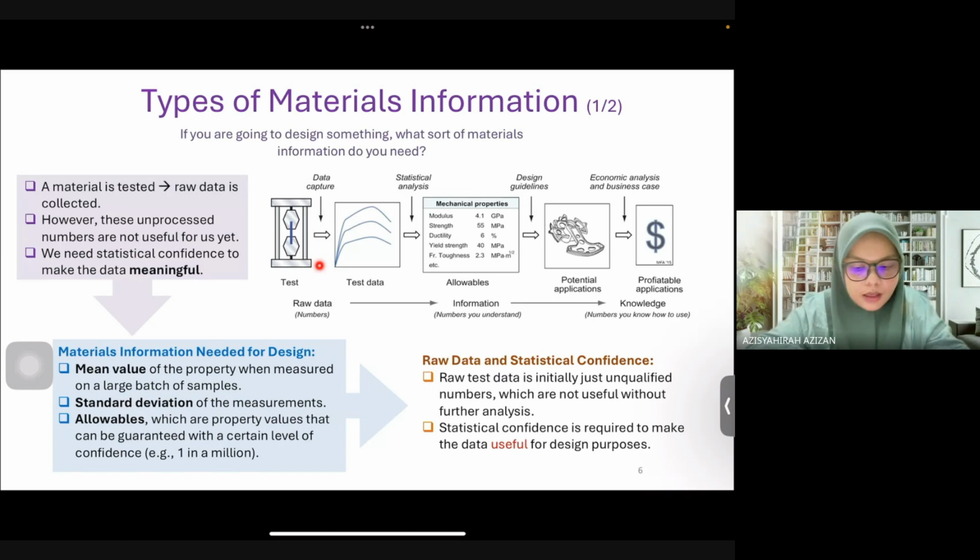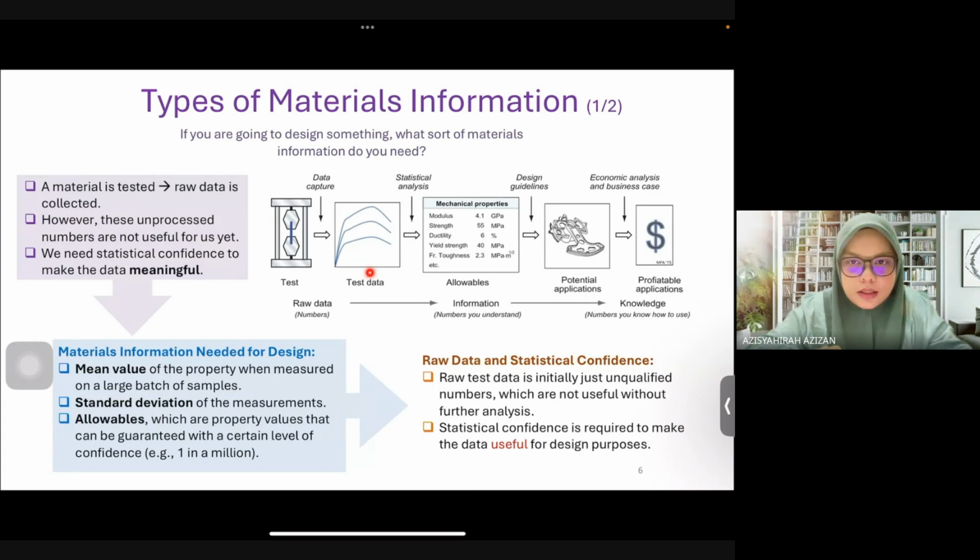Okay. However, whatever numbers are coming from the test, the result from the test is not useful for us yet, right? We need to apply statistical confidence to make the data more meaningful.